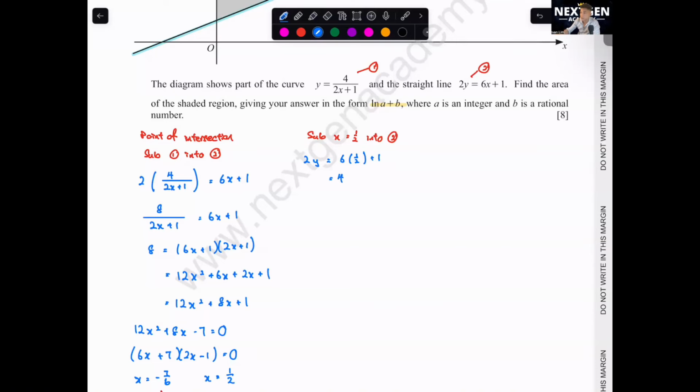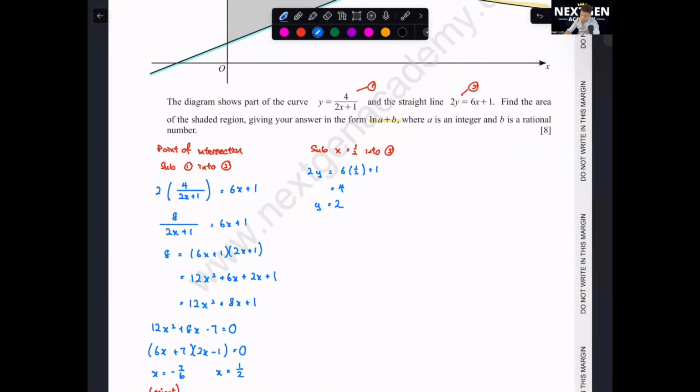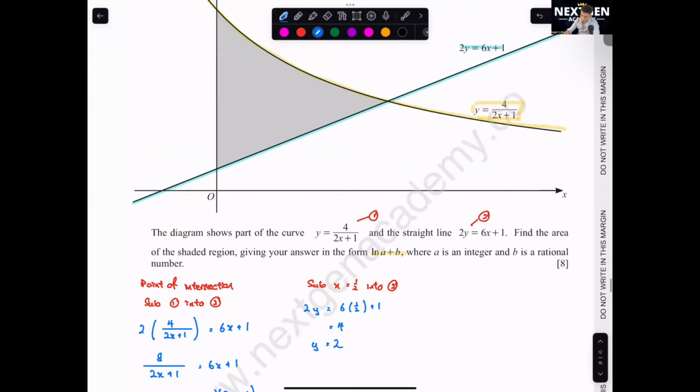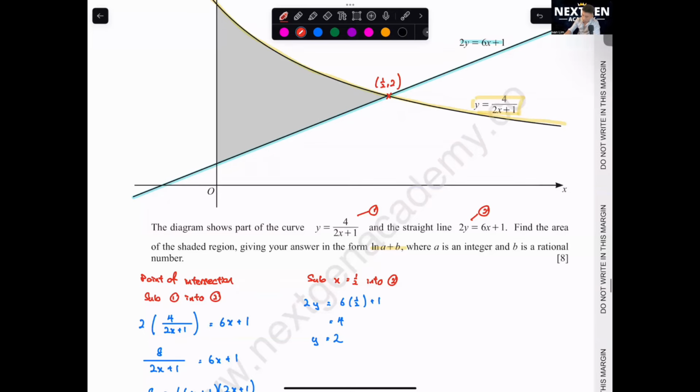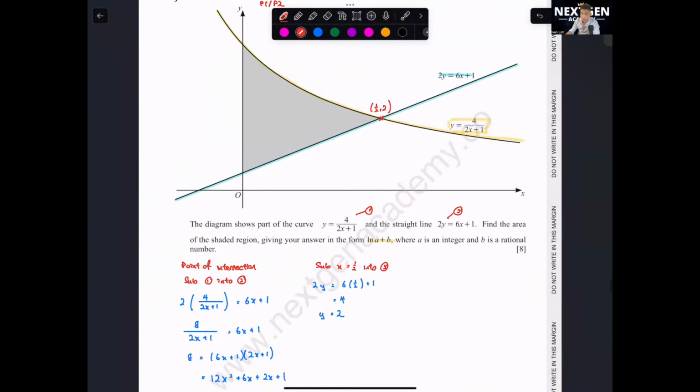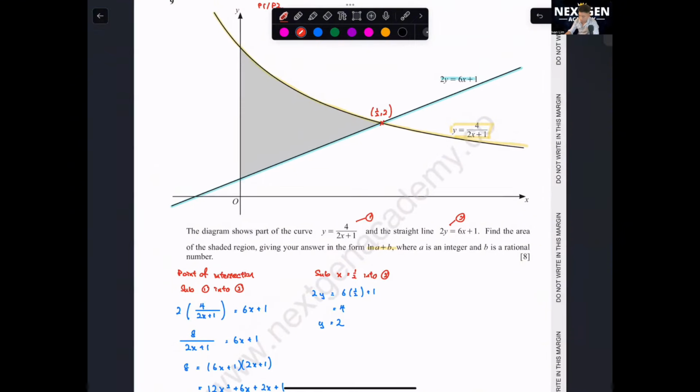Then here y equals to 2. Okay, y equals to 2. Now we know that this point of intersection will be equals to 1 over 2, 2. Okay, this is what we are finding. 1 over 2, 2.